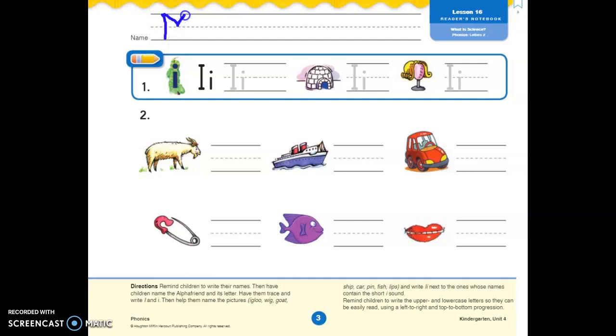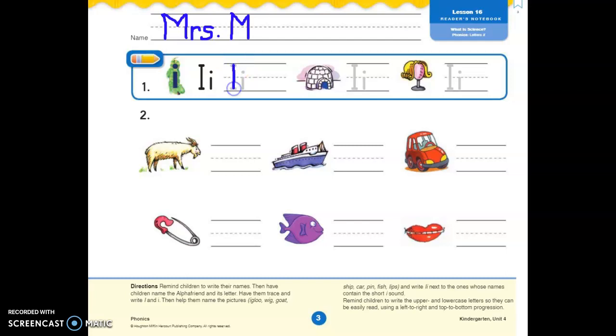Capital M, because everyone's name starts with a capital. Then after you write your name, we're going to go down to the blue box, the one with the pencil on it, and we are going to trace the gray letters first.